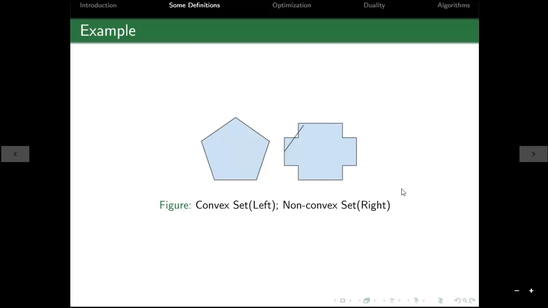Now let us look at examples of convex set. This pentagon is a convex set because any line joining 2 points inside the set lies inside the set, whereas this set is a non-convex set because this line segment which joins 2 points here passes outside the set. Thus these points do not lie inside the set, hence this does not satisfy the definition of convex set. Hence this is not a convex set.